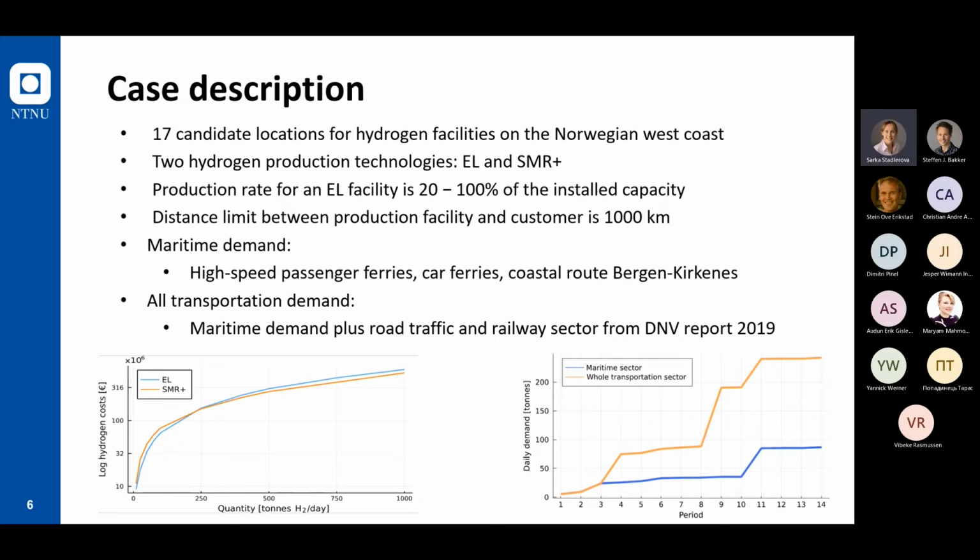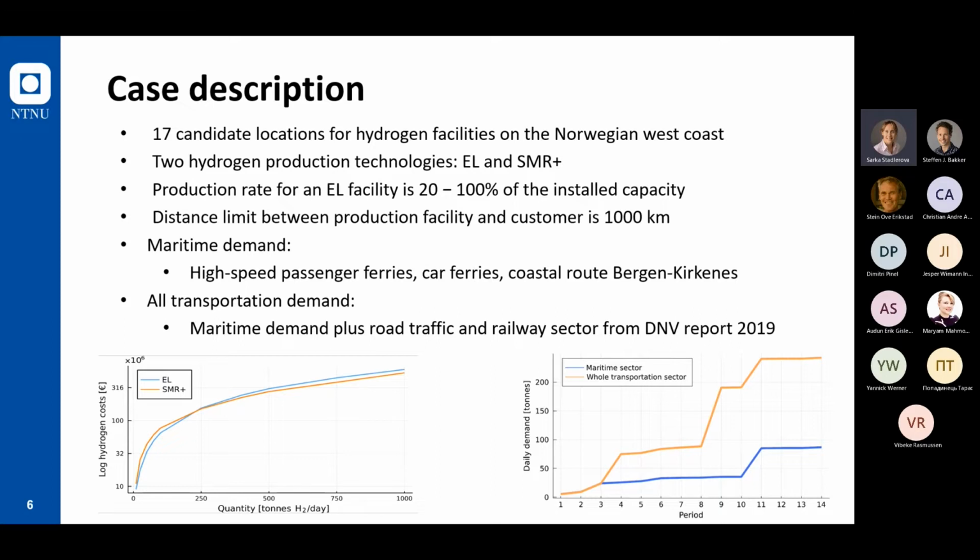And now to our demand scenarios. The basic scenario is maritime demand. The underlying assumption is that we assume the same level of services as now and no changes in the ferry routes. And this is this blue line. It's moderately increasing in the first 10 periods, and then this jump in period 11 is the coastal road Bergen-Kirkenes, when it's supposed to start operating on hydrogen fuels.